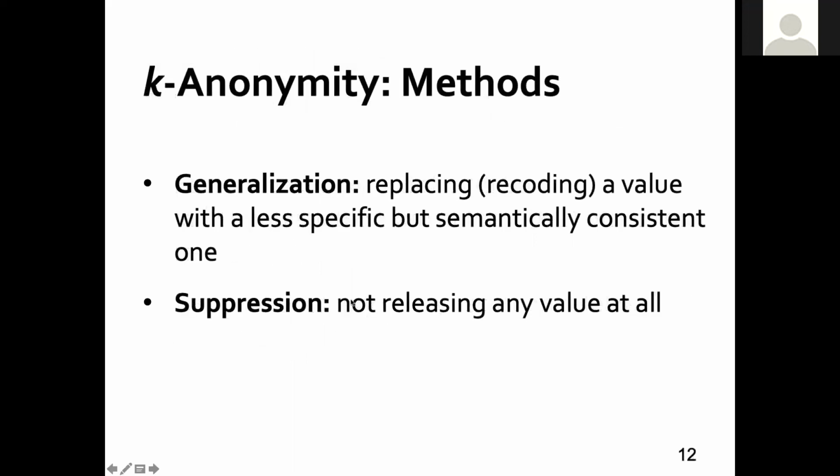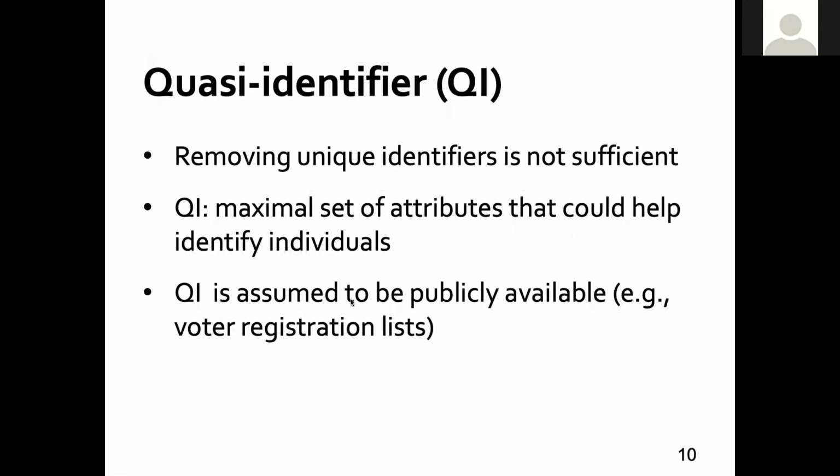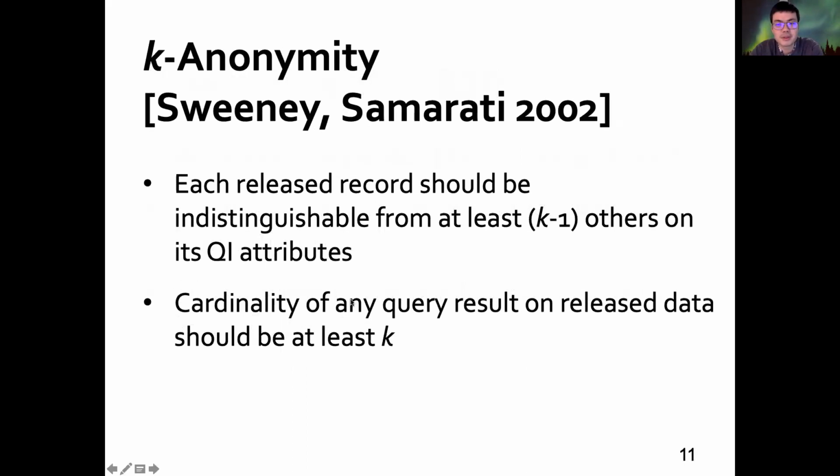How do we determine K? Oh, K is a user-defined parameter. So basically, you determine the K that you want, and then the algorithm will process the data to satisfy this requirement, which means no matter which 3 attributes you see or which 2 attributes you see, there will be at least K-1 others having the same attribute values.